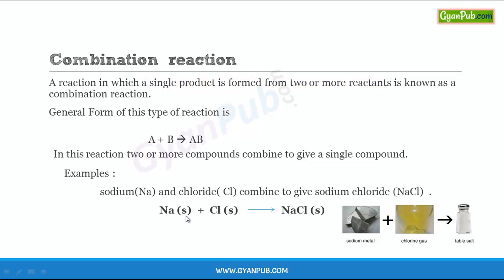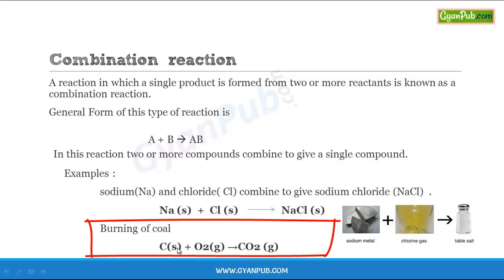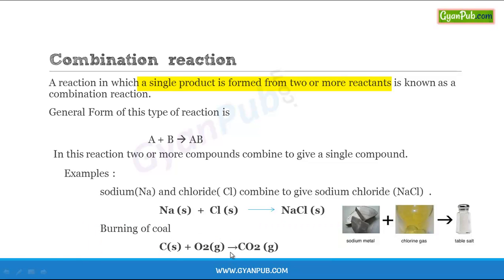In this equation, the S in brackets represents the physical state of the sodium, chlorine and sodium chloride, that is, they are solids. Another example of a combination reaction is burning of coal, that is carbon. C is the chemical symbol of carbon, which combines with oxygen to give carbon dioxide gas. So two components combine together to give a single component in the product. When multiple components combine together to form a single product, this type of reaction is called a combination reaction.